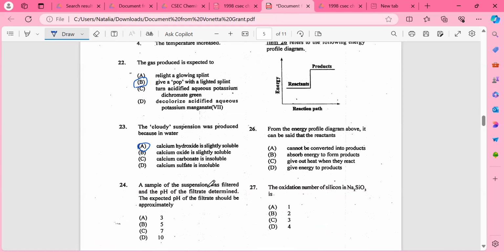A sample of the suspension was filtered. So the suspension is going to be calcium hydroxide. We're filtering it to remove the undissolved calcium hydroxide to separate it from the calcium hydroxide which dissolves. So the filtrate is going to be a base. So it will have a pH of 10.